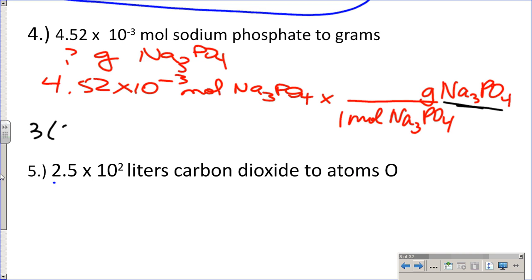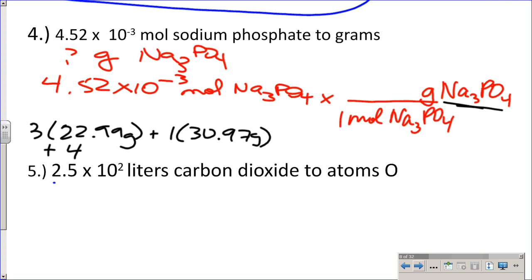You should be looking at your periodic table to make sure I'm right. 22.99 plus phosphorus is 30.97 plus 4 times 16 for oxygen. Total mass, and you don't have to write this out. I'm doing this for your benefit. You can just go straight to the calculator and plug it in if you trust your little fingers, because sometimes I have butterfingers, so I have to make sure I'm right with you guys. That should sum to 163.97. So 163.97 grams of sodium phosphate.